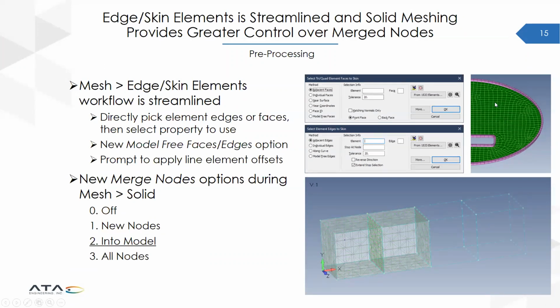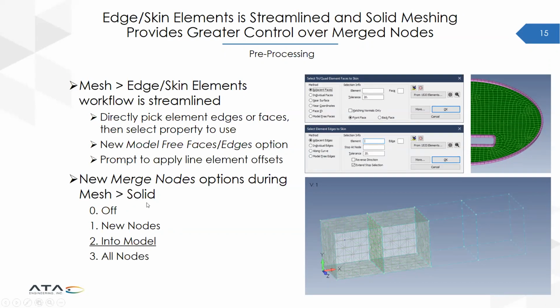This makes it really easy to pick either tangent or continuous faces and edges. There's also a new model free face and model free edge that'll just grab all the free faces and all the free edges. The new streamlined workflow is that you'll pick your edges or faces first, then you'll pick your property, and then it'll go ahead and create those new elements for you. If you're creating line elements, there will also be a prompt to apply the appropriate line element offsets at the same time.